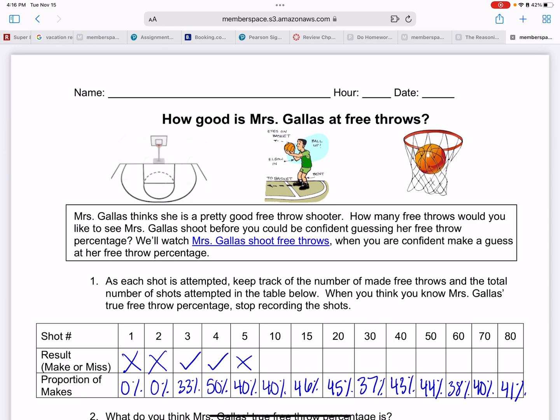Now you see the data here that I have already. X is a miss and a check is a make. For 10 and above, I just did a fraction on some of them, like 40%, 4 out of 10, but mainly getting the percentage, and you can see how the percentage goes.